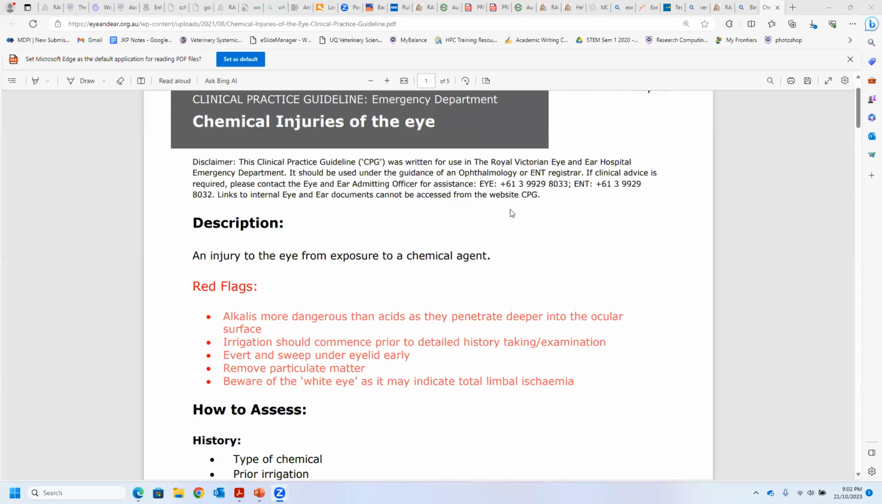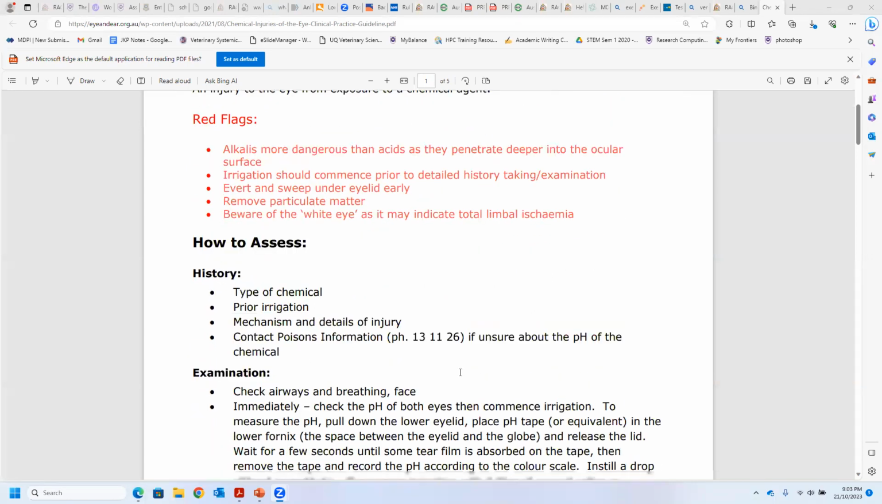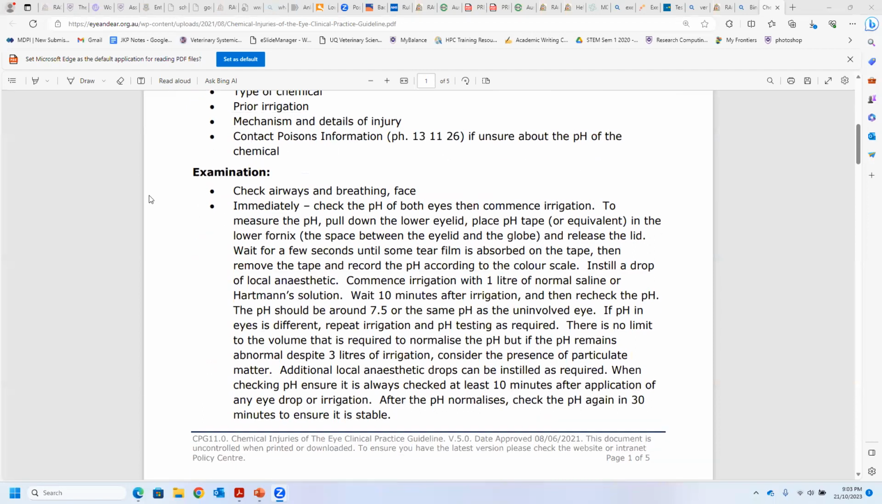This is the Royal Victorian guideline. Chemical injuries, foreign body, doesn't matter, whatever sort of injury to the eye it is, we wash the eye. Prior to irrigation, we ask about the injury. We do the primary survey and check the pH of the eyes if it is a chemical injury.